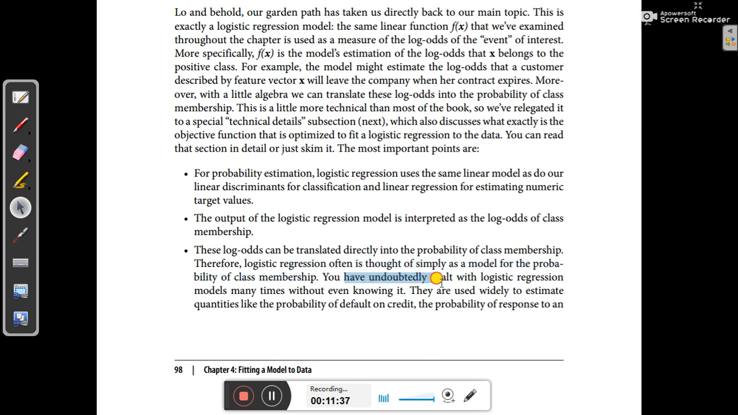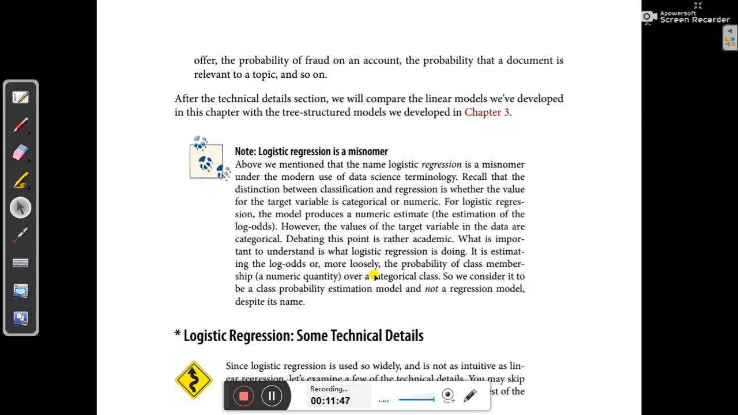You have undoubtedly dealt with logistic regression models many times without even knowing. They are used widely to estimate quantities like probability of default on credit, probability of response to an offer, probability of fraud on an account, the probability that a document is relevant to a topic, and so on. There are numerous examples you can find where you unknowingly use logistic regression.